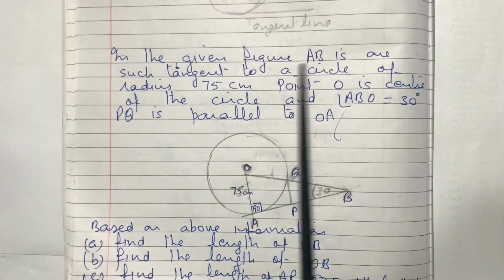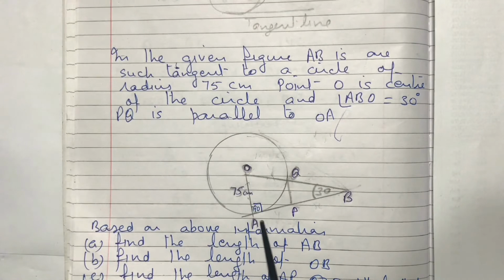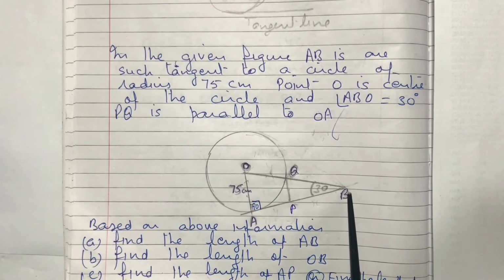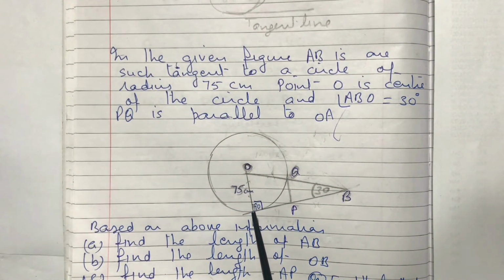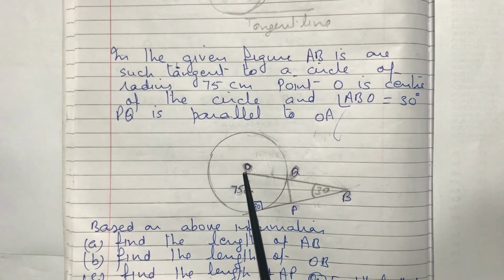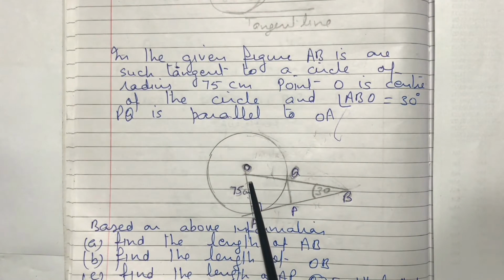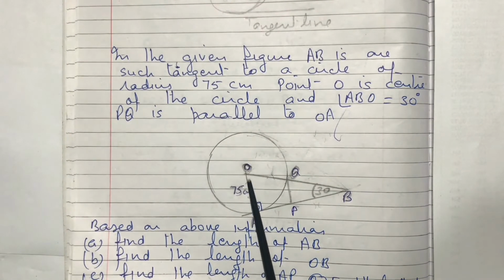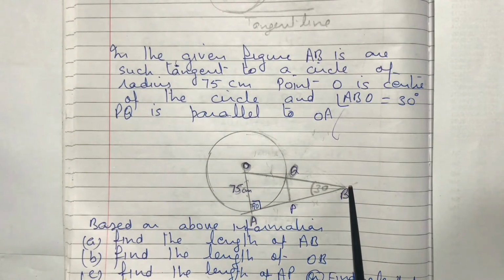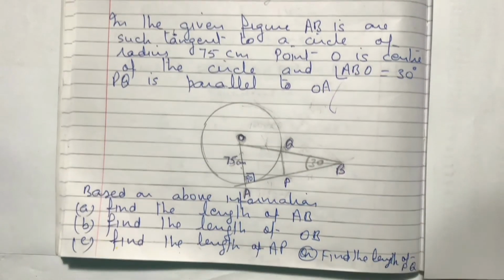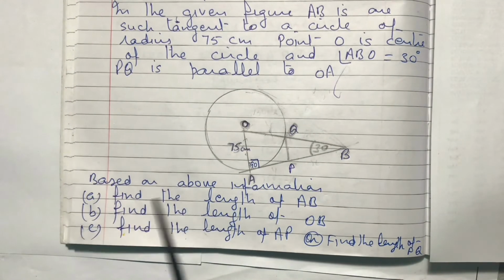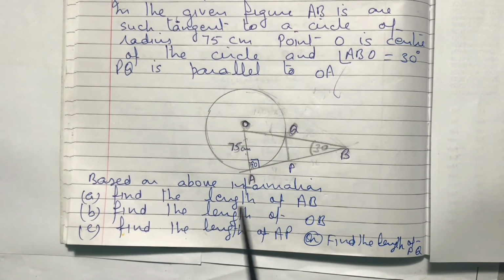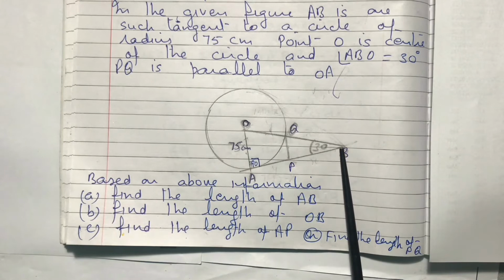In the given figure, AB is one such tangent to a circle of radius 75 centimeter. Point O is the center of the circle and angle ABO is 30 degree. And PQ is parallel to OA. So this figure is given to us. Based on the above information, find the length of AB. You have to find the length of this AB.